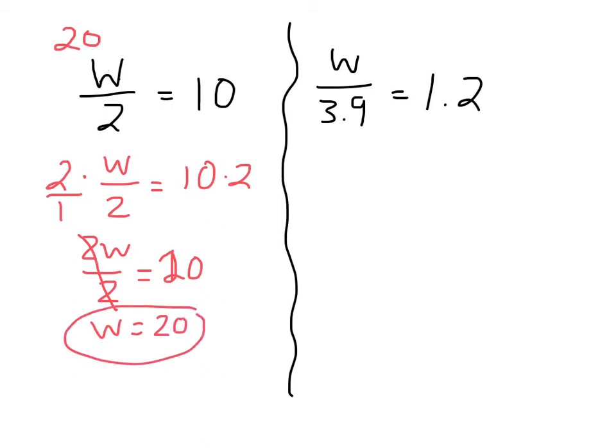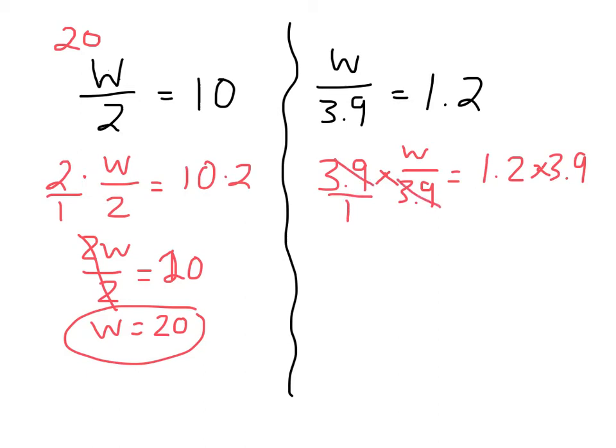Well, we can't see the answer to this next equation because it's W divided by 3.9. So I'm going to do the opposite of dividing by 3.9, and that's multiply by 3.9, but I have to do it to both sides. This might be better written as a multiplication symbol with all the decimals. 3.9 times W over 3.9, these are going to cancel out, so I'm left with just W. And on the other side, it's 1.2 times 3.9.